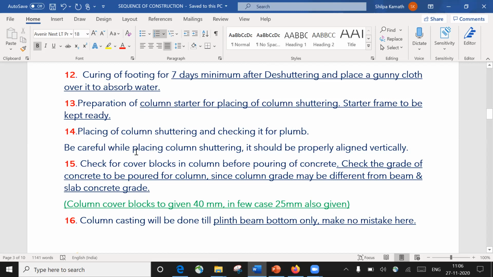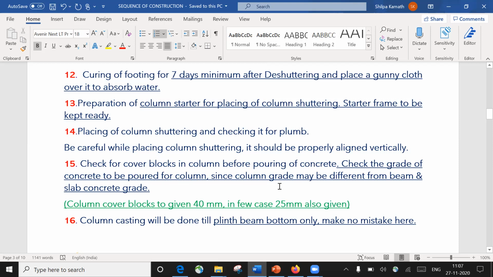So be careful while placing the column shuttering. It should be properly aligned vertically. Whenever you put up a vertical element like a column box, you have to check for the plumb of it, so that it is 90-degree. Next is check for the cover blocks in the column before pouring of concrete. Check the grade of concrete to be poured for column, since column grade may be different from beam and slab concrete. Yeah, this is a very good point.